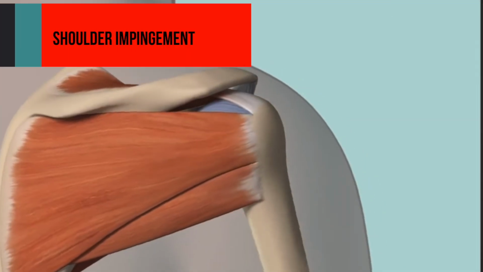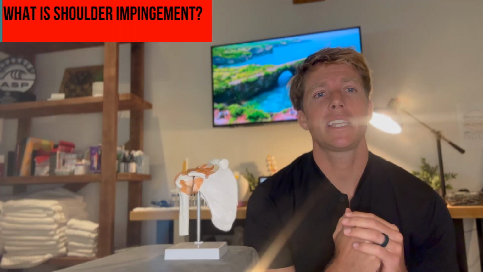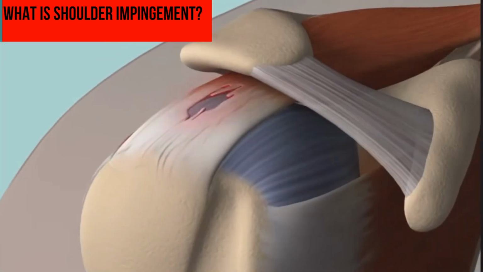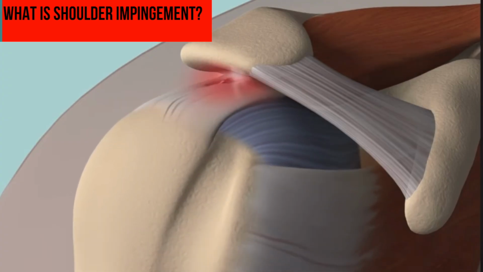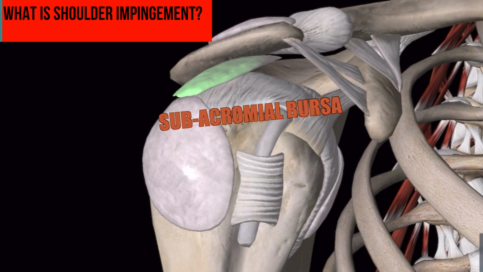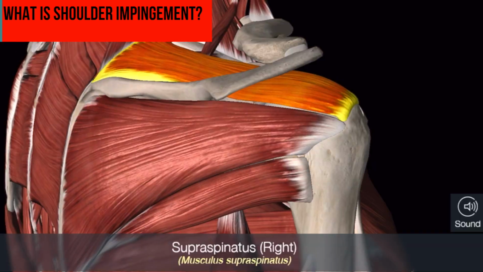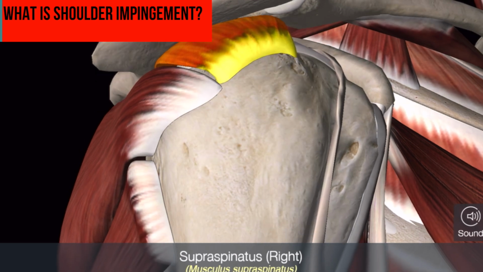Today we are talking all about shoulder impingement. So what is shoulder impingement? Shoulder impingement is where the space between the acromion and the humeral head becomes reduced, and the things that lie in that space can start to get compressed. These structures include the subacromial bursa, and the other thing that goes through this area is the rotator cuff tendons, and specifically the supraspinatus tendon.